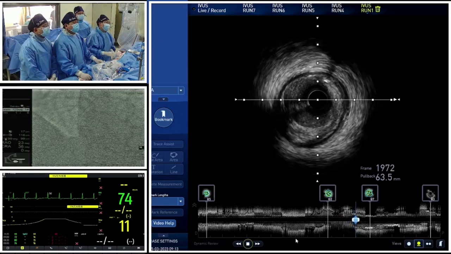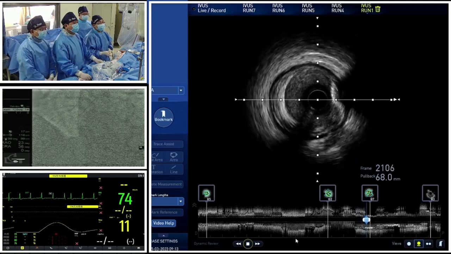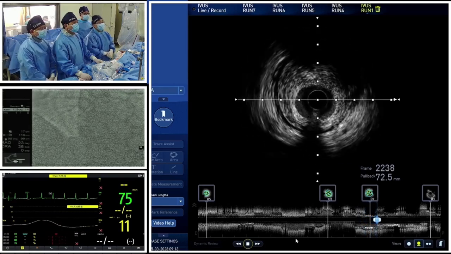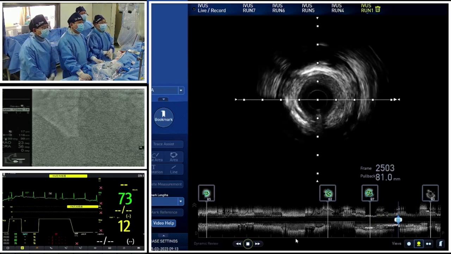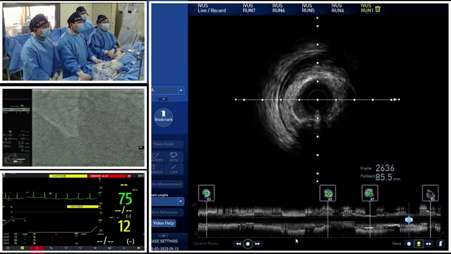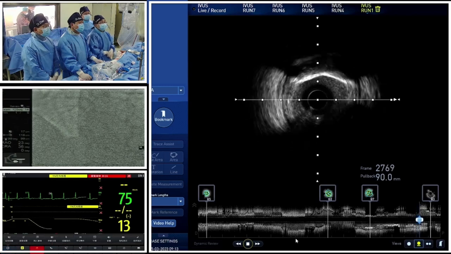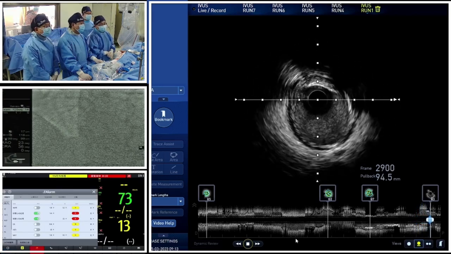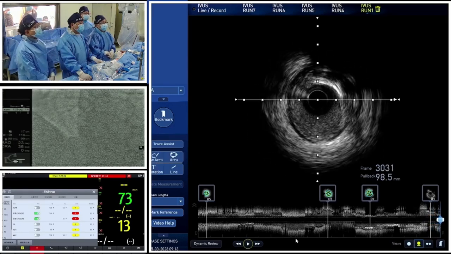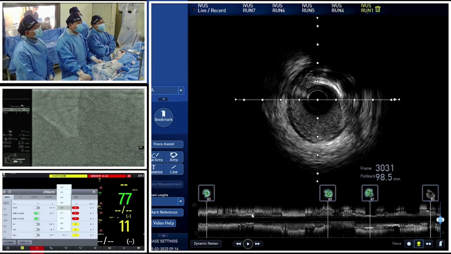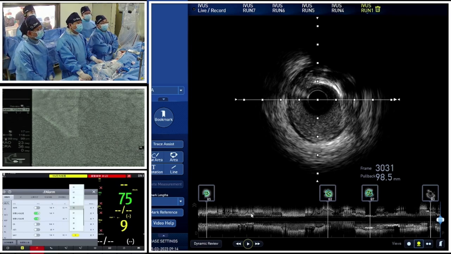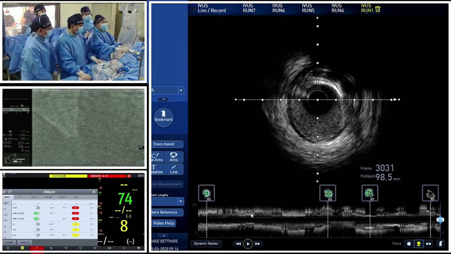After full pretreatment with a cutting balloon, we next used an NC balloon for further pretreatment and implanted a 3.5 millimeter stent. After post-dilatation, the final imaging showed the stent was well deployed with good apposition and expansion, and the MSA is about 7.7. We think the stent implantation is very optimal.